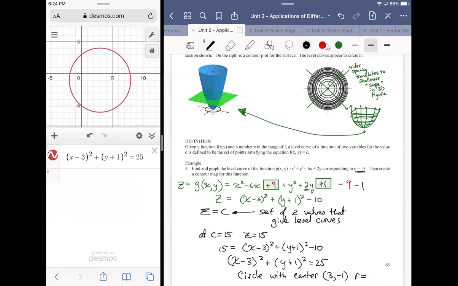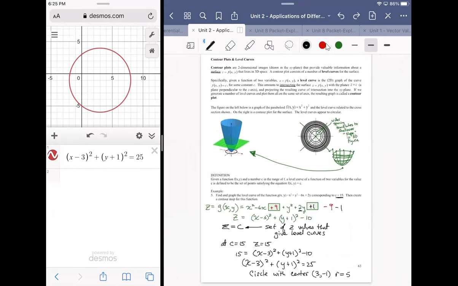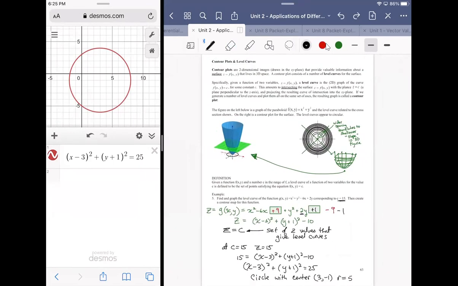It is indeed 5. So we have our circle, and that's associated with a particular level.